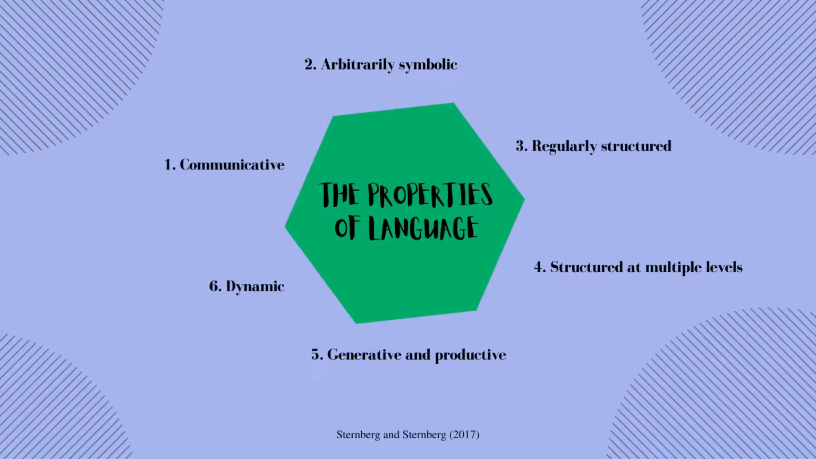Now I'd like to describe the properties of language. There are many. Language divides into 6 main properties. It doesn't matter what language you speak. Maori, English, Russian, or Portuguese. You get the point. All languages have these properties. For instance, communicative, arbitrary symbolic, regularly structured, structured at multiple levels, generative and productive, and dynamic. Now let's look at each of them individually.